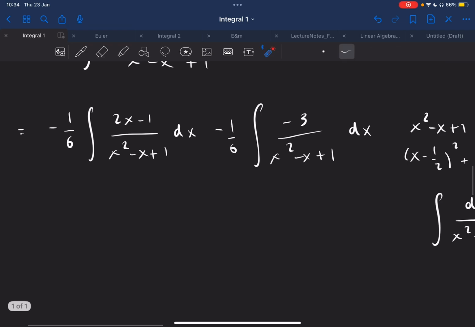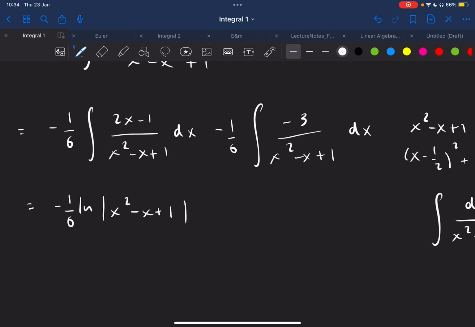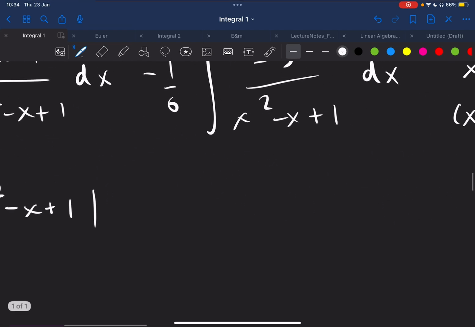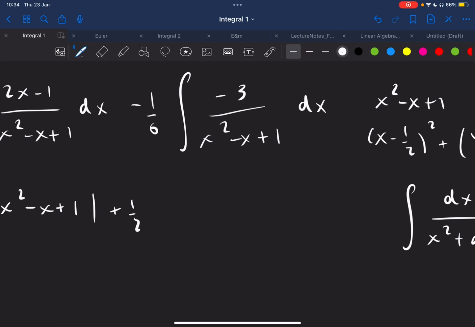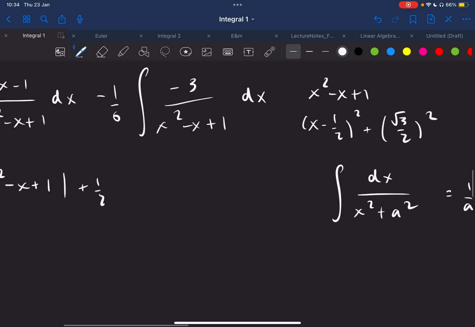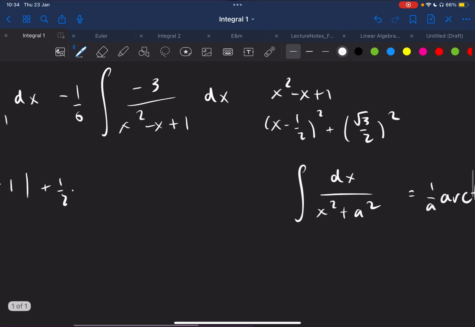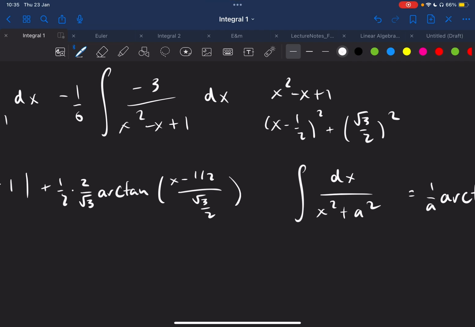And then the other part is dealt with now because it's just a log integral. So what we do is we say this is equal to minus 1/6 log of x squared minus x plus 1, and then plus a half times 1 over a, which is root 3 over 2, so that's just going to be 2 over root 3, inverse tan of x minus a half, over a, so root 3 over 2. Obviously plus c, but we'll omit that for now.